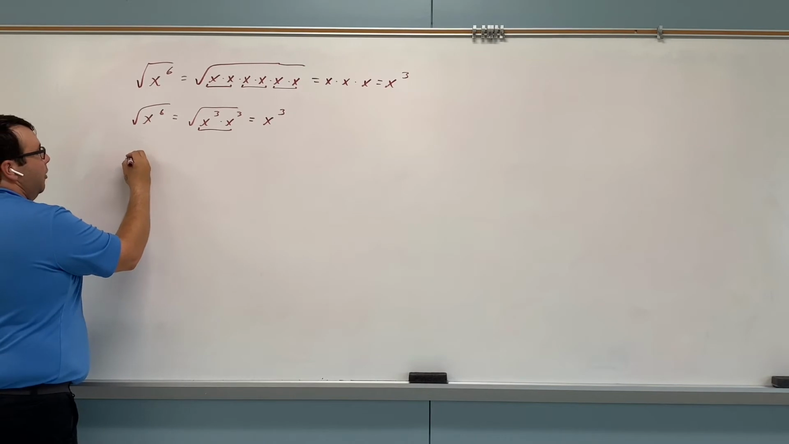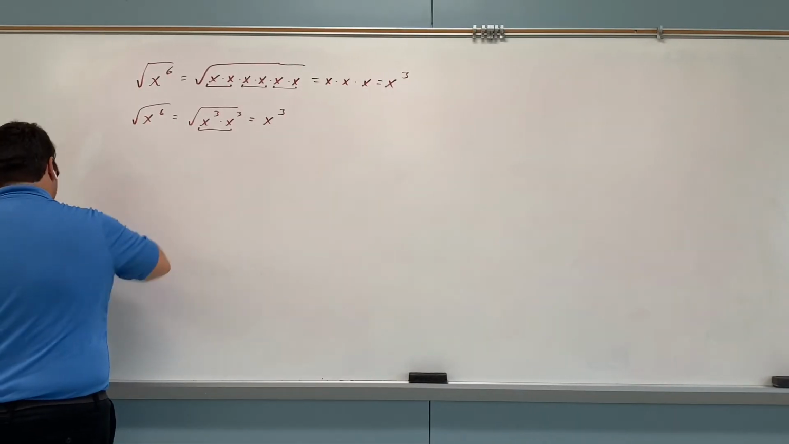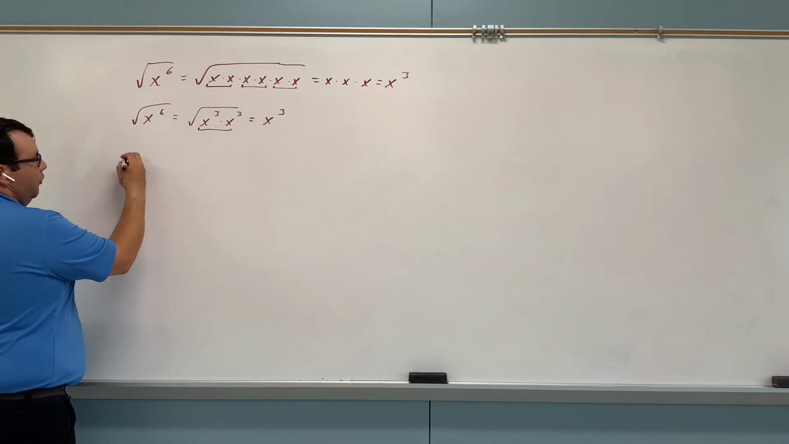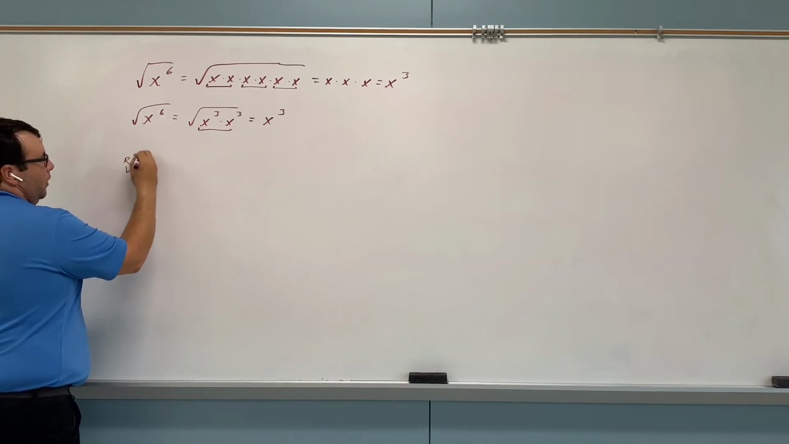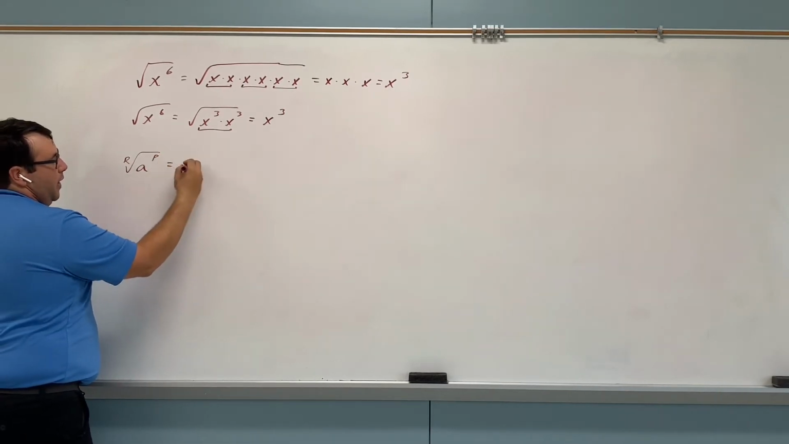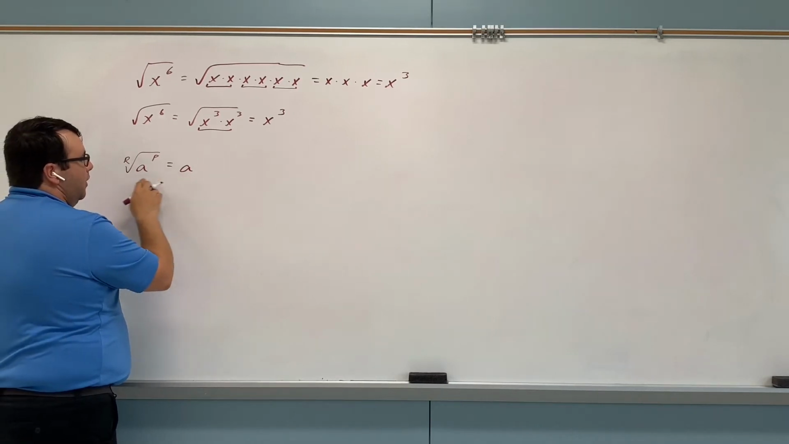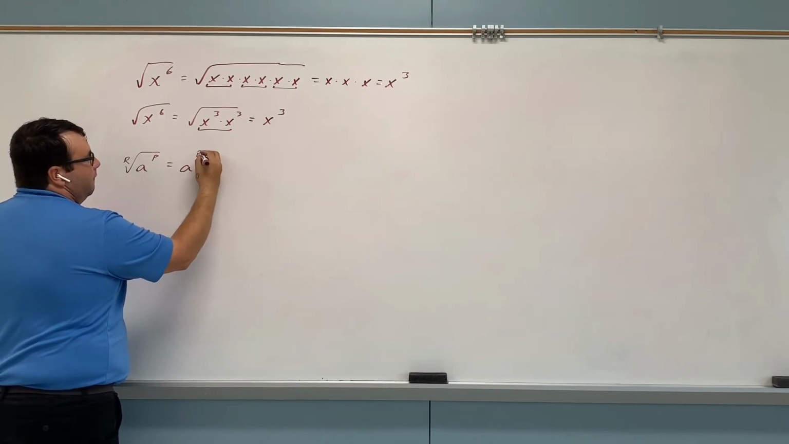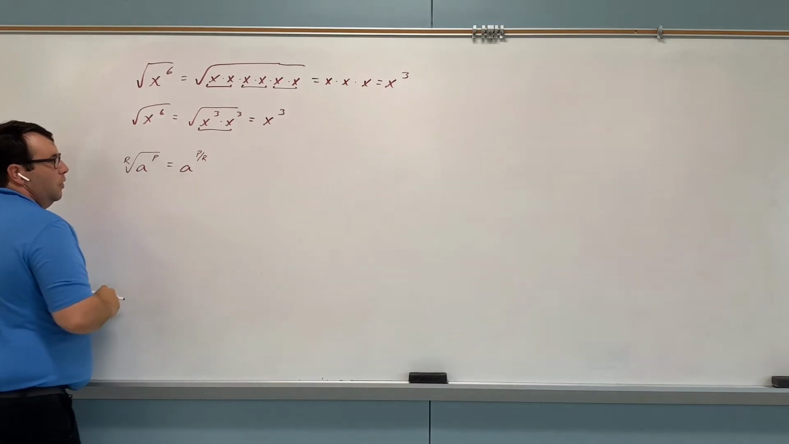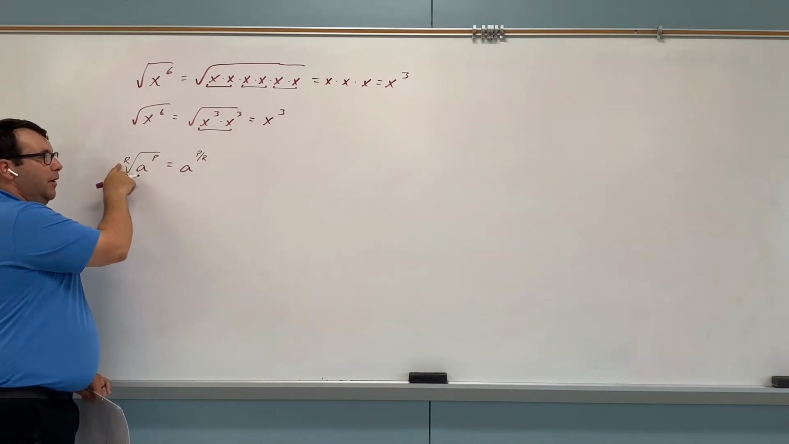So the way power over root works, I'm going to get that erased really quick. The way power over root works is that I have my radicand, which is also my base, raised to a fractional exponent, and that is the power divided by the root.